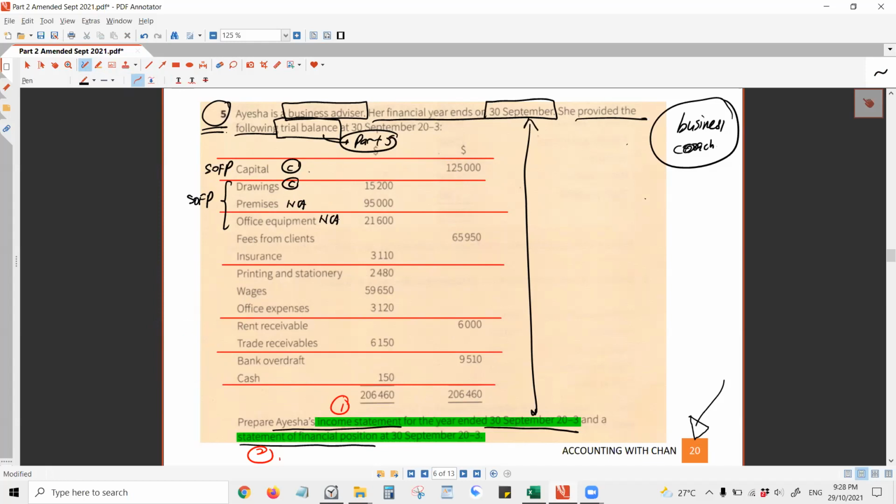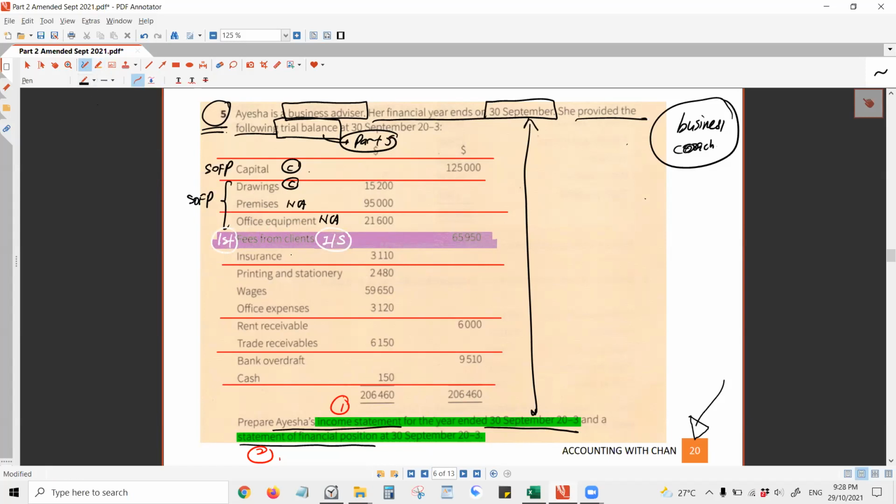Now you see something unusual: fees from clients. Later I show you how to deal with this. Okay, fees from clients. What to do with it? It's in the income statement. Let me tell you where you should put it first. You should put it into the income statement. It will become your first item in your income statement.